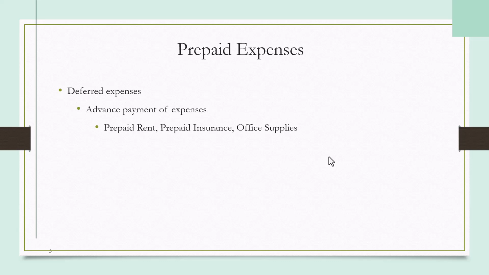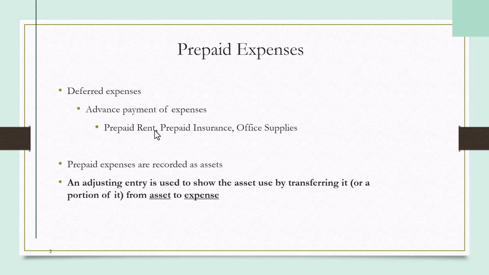Just to review, deferred expenses simply means advance payment of expenses. These are expenses that are paid in advance. Some examples that a lot of books like to use are prepaid rent, prepaid insurance, and office supplies also technically fits in this category. However, any expense could be a deferred expense if it's something paid in advance. Prepaid expenses are recorded as assets, and then an adjusting entry would be needed to show the asset use.